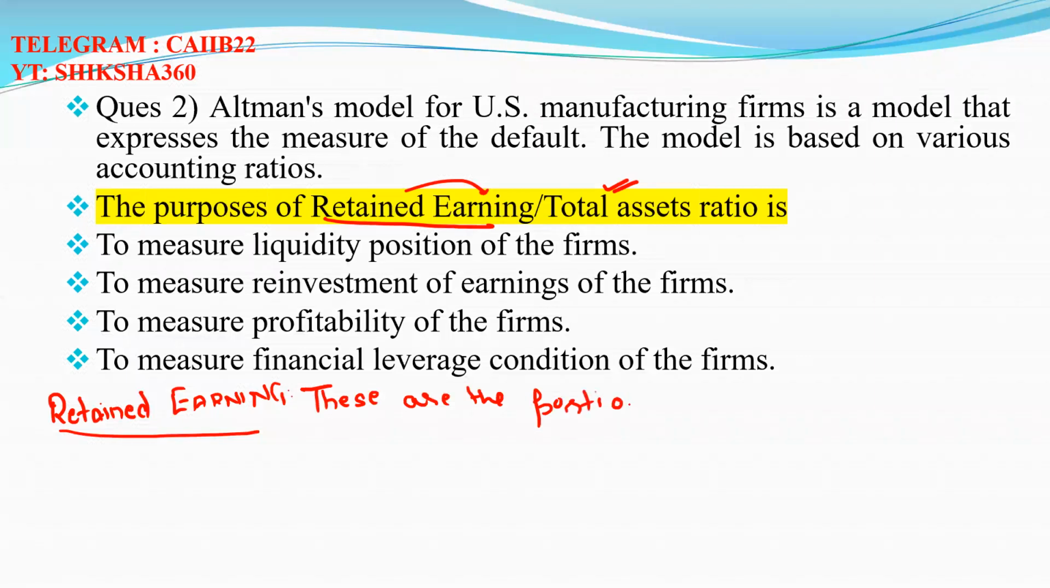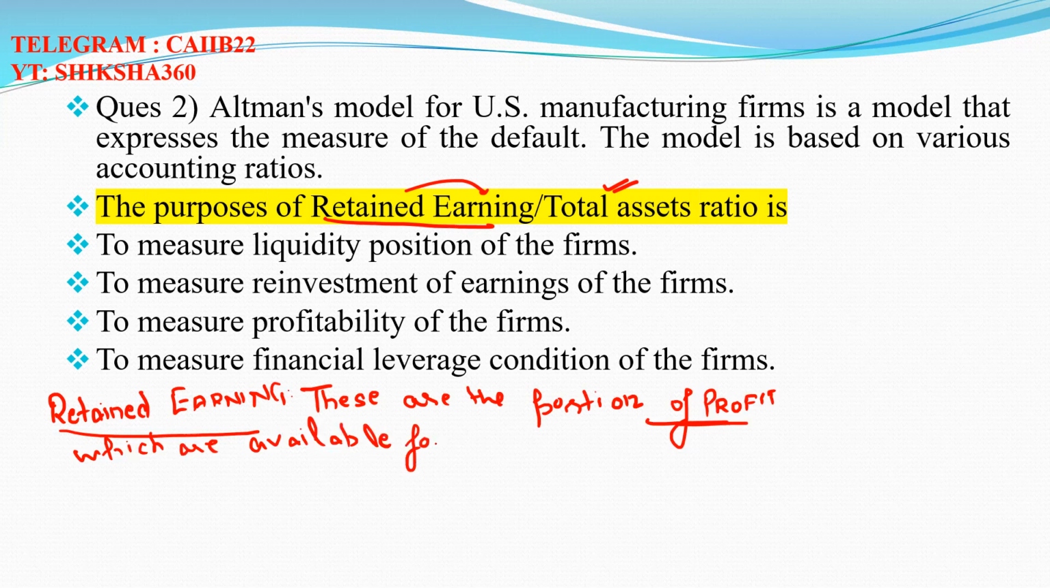These are the portions of profit which are available, basically for what? Or we can say profit which is available for investment back into the business. That is basically known as the retained earning.